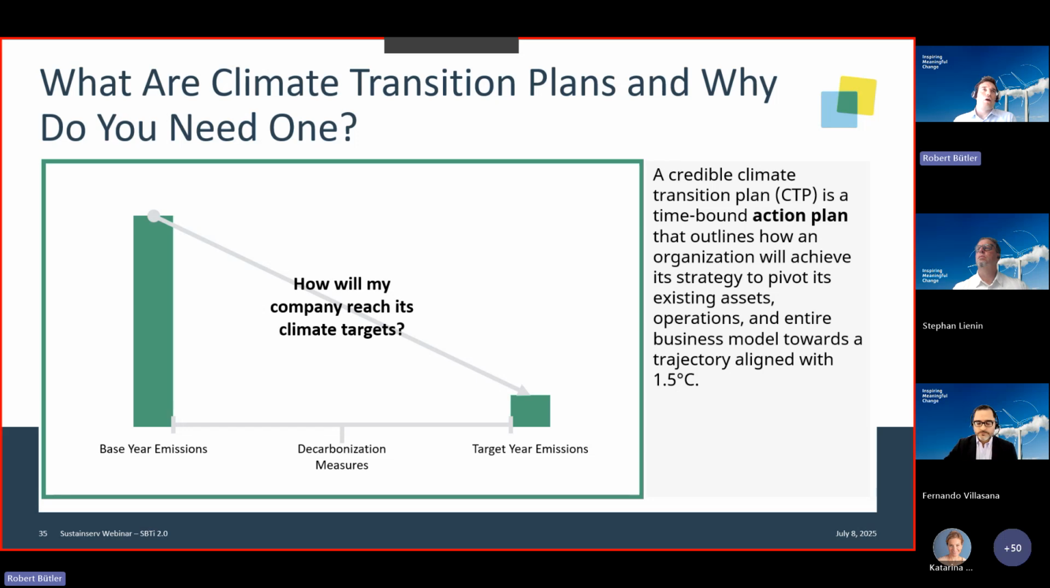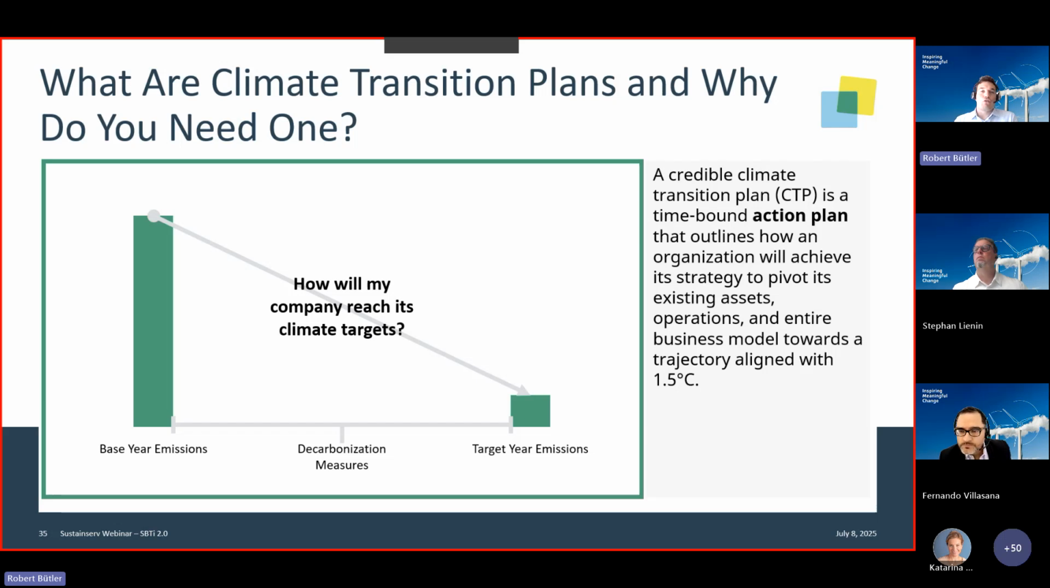So I quickly want to point out that in its core, a climate transition plan is actually quite simple. You have a roadmap that covers your base year emissions, you have your target year emissions, and the whole roadmap is built around the question, how will my company reach its climate targets? So it is, in a sense, an action plan, an analysis and documentation of these measures, and should be best embedded into the business strategy and the governance within the company.